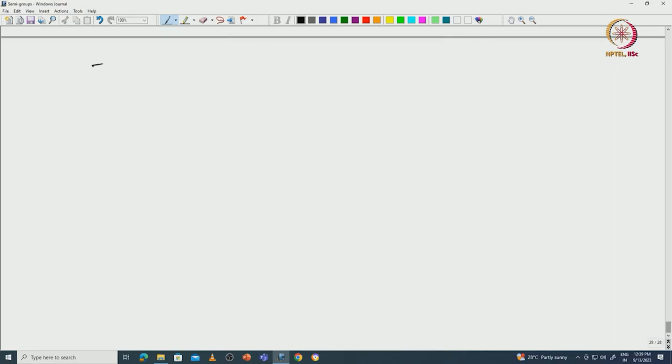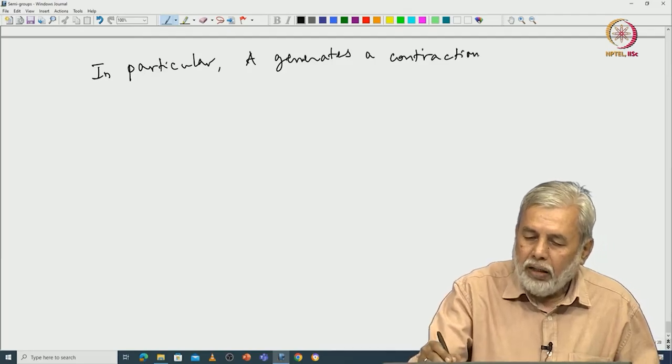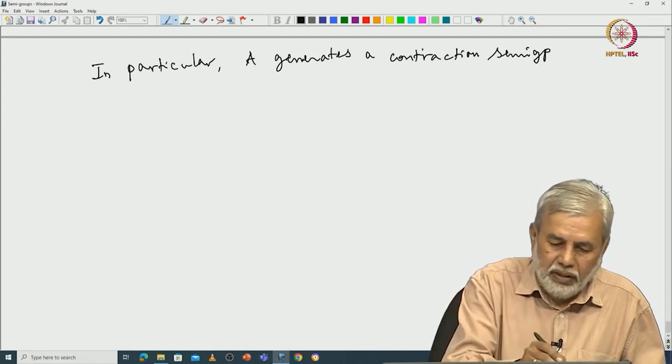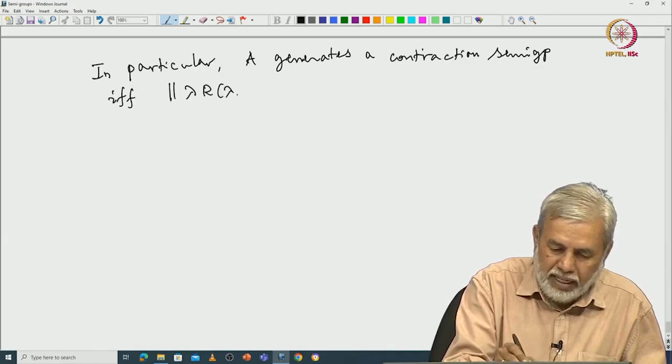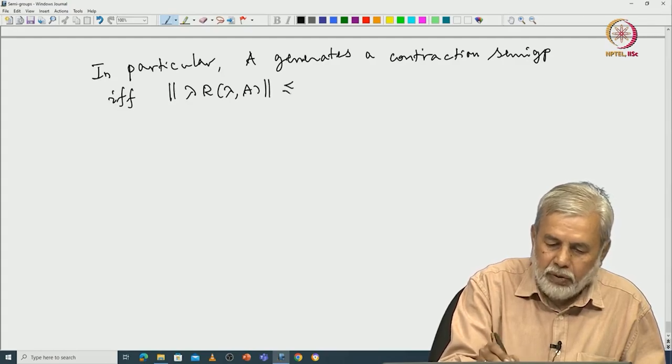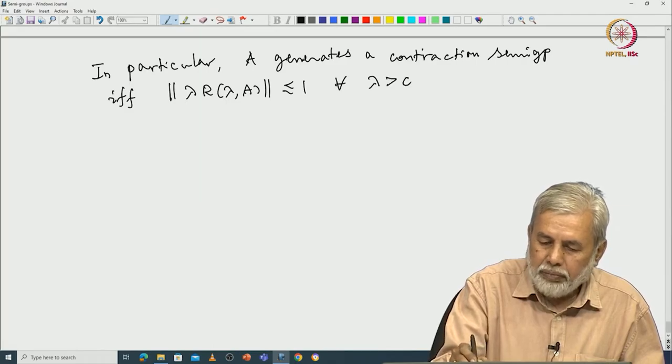Okay. So, in particular, A generates a contraction semi group if and only if the norm of R(lambda, A), same thing I am rewriting it, is less than or equal to 1/lambda for all lambda positive. Okay.